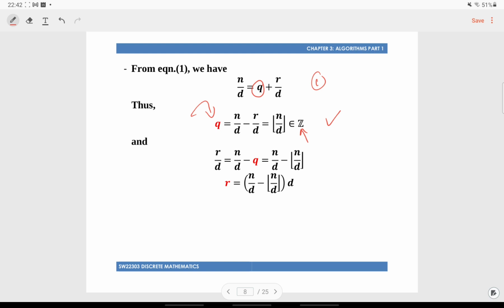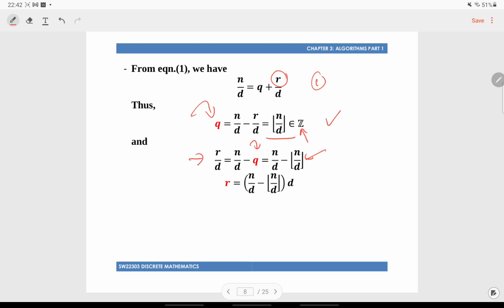So how about r? If we again rearrange equation number 1 and our aim is to obtain r, we put r on the left hand side and everything other than r on the right hand side, so we obtain this equation. First of all, we have r over d on the left hand side equal to n over d minus q. We know that q is equal to the floor of n over d, so we replace q with the floor of n over d like this.